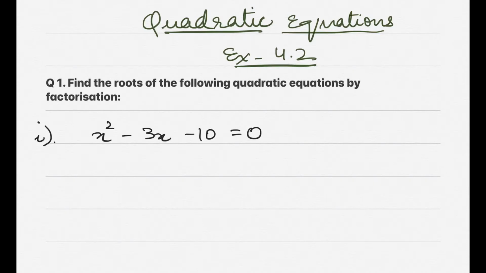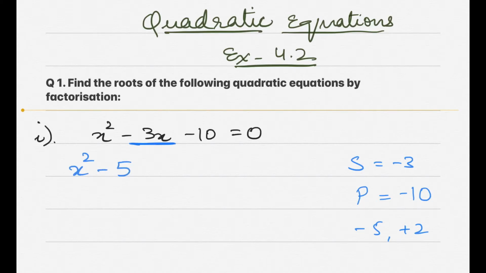So here I have to find out two numbers whose sum is equal to -3 and product is equal to -10. So what should I do? -5 and +2, right? Those two will give me the product as -10 and sum as -3. So I'll substitute. So splitting the middle term, guys. So this is my middle term. x square minus 5x plus 2x minus 10 is equal to 0.